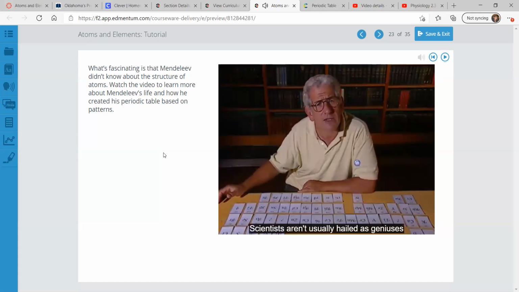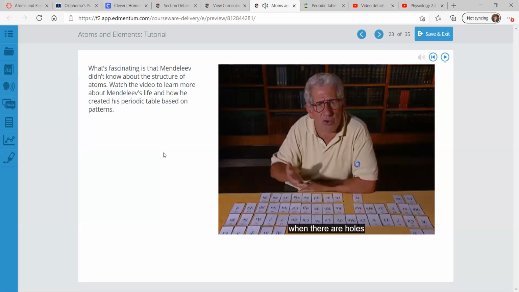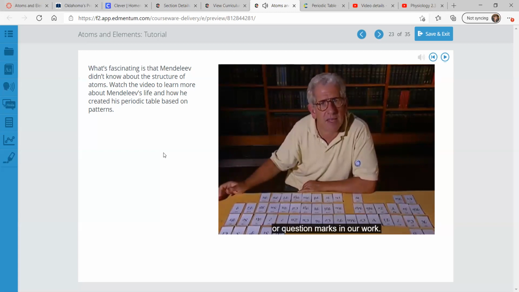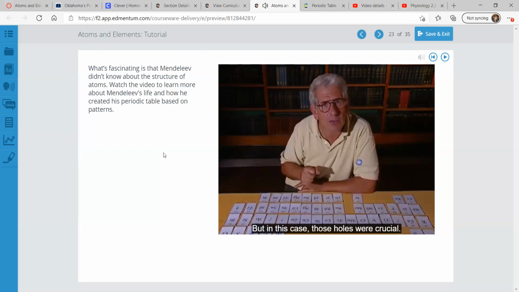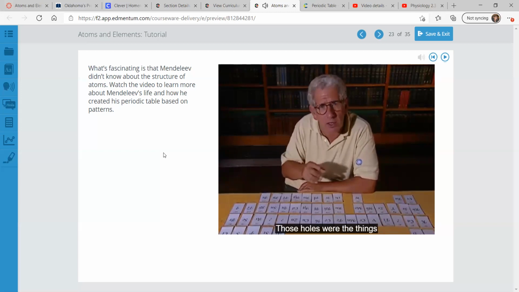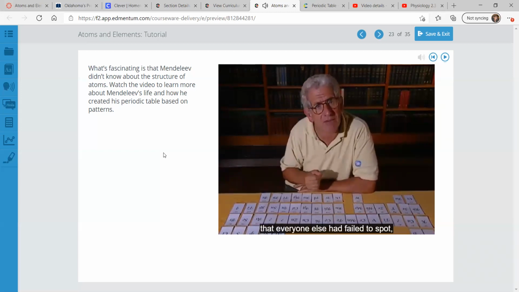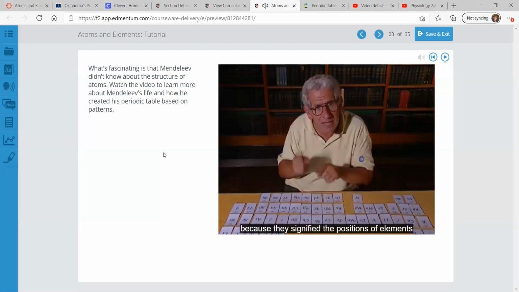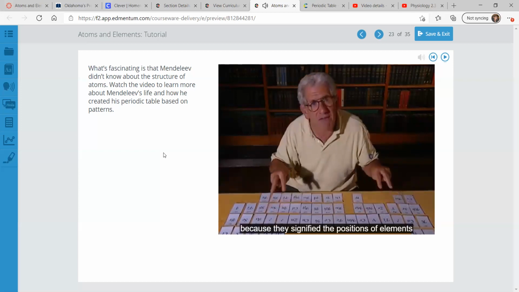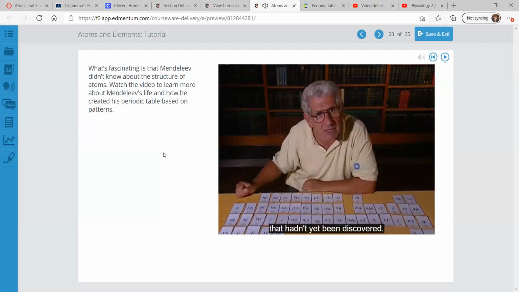Scientists aren't usually hailed as geniuses when there are holes or question marks in their work. But in this case, those holes were crucial. Those holes were the things that everyone else had failed to spot, because they signified the positions of elements that hadn't yet been discovered.